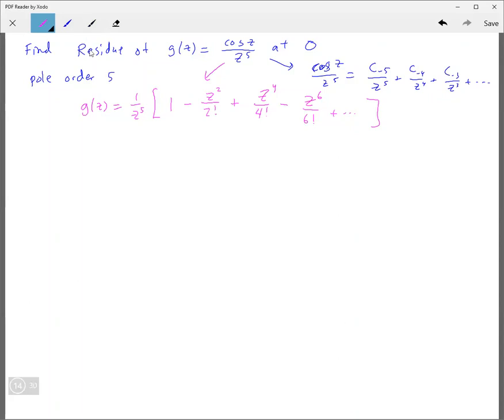Okay, so which one of these? If I take this and multiply it, that's taking this and dividing by z to the 5th, right? So I'll have 1 over 4 factorial over z. And so that means that the c minus 1 term is 1 over 4 factorial, which is 1 over 24. Okay, so that means that's what the residue is.